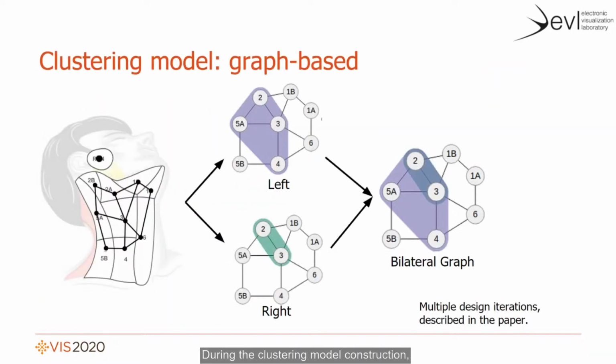During the clustering model construction, we mapped the disease spread to the anatomical spatial data. We followed a graph theory-based approach and encoded symmetric cases on the same underlying graph. In these encodings, purple and green denote the disease spread on the left and right side of the body, and can be combined in the same compact graph representation shown last on the right. We arrived at this representation through multiple design iterations described in the paper.